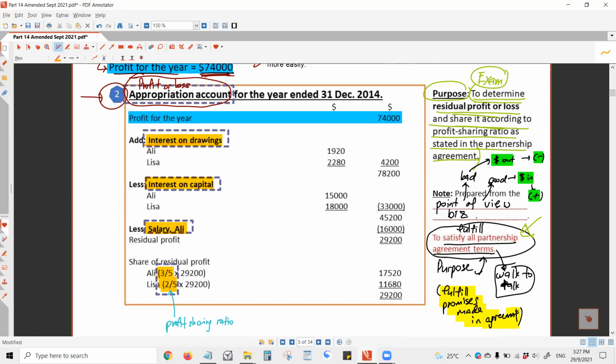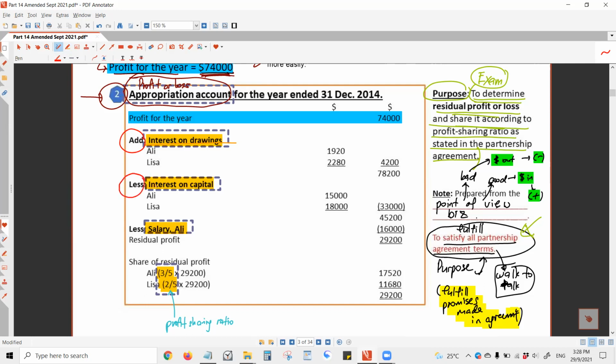Interest on drawing, this is the interest you charge the partners, right? Because they take drawings, right? It's a penalty to the partners. So this is money getting into the business because partners are going to pay interest into the business because they take drawings. They are being charged penalty. So you add because money is flowing into the business. Make sense? It is the business that charges the partners interest.